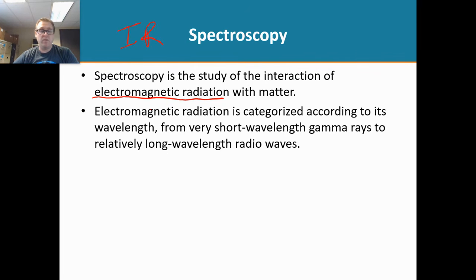So we know that there are many different types of electromagnetic radiation, and that's based off of their wavelength. If you have really long wavelengths of light, those are typically radio waves. And if you have really tiny wavelengths, then you have gamma rays. And infrared spectroscopy uses IR radiation.